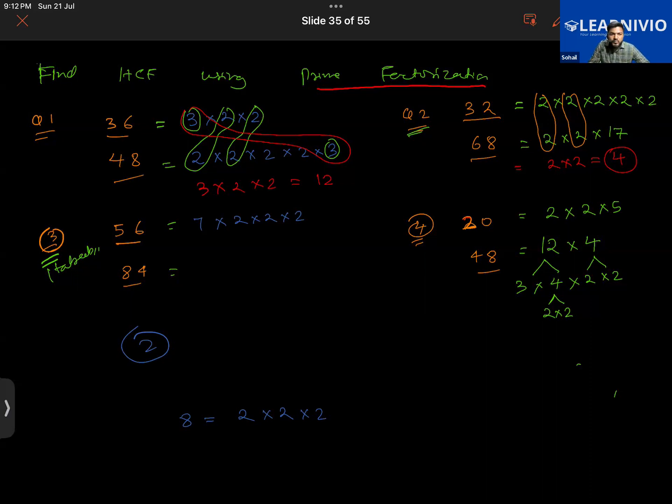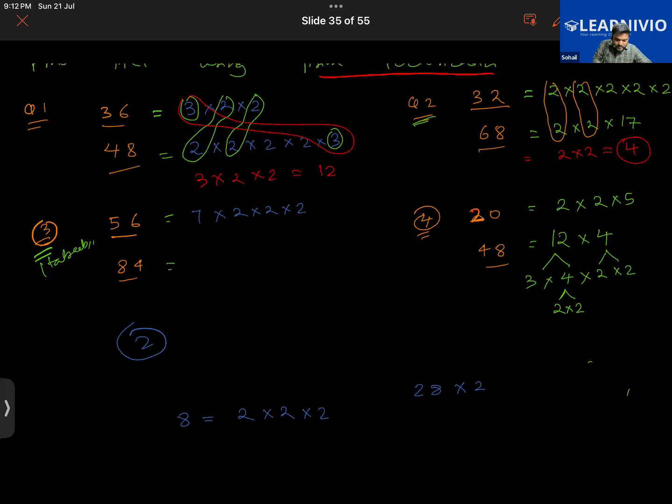I got 28 times 2. See, that's the problem. Here it says prime factorization, so you have to write only prime numbers. I did that, I got 7 into 2 into 2 into 2. Okay, good then. Earlier you said you had written it as 28 times 2, so I thought you had done it wrong. I did 28, now I changed it. Okay, good.